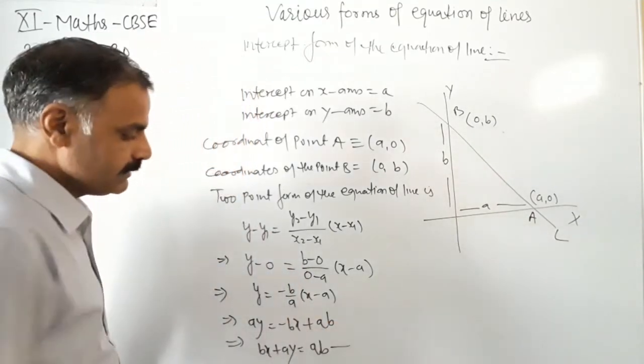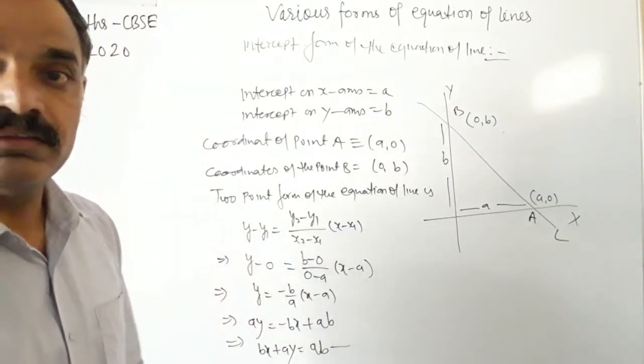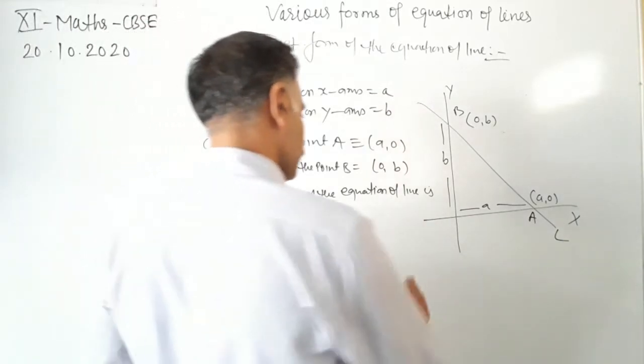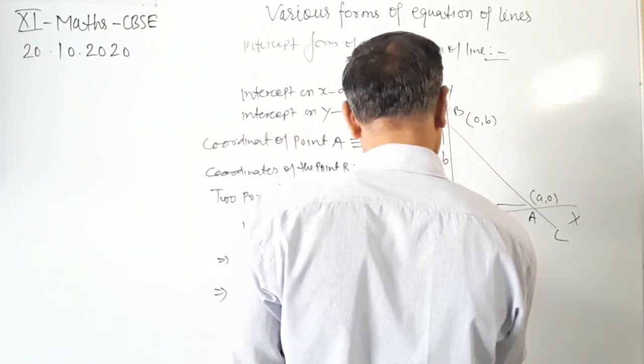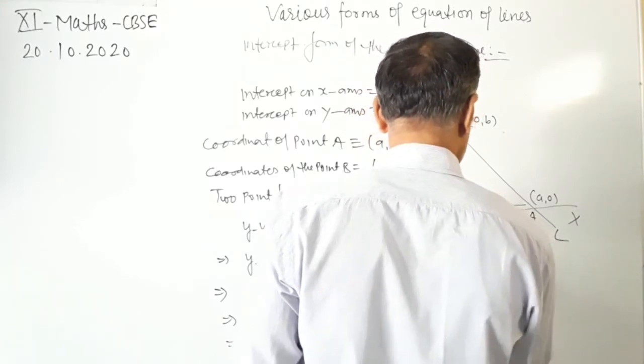Now dividing the whole equation by the product ab, we get (bx plus ay) upon ab equals ab upon ab.